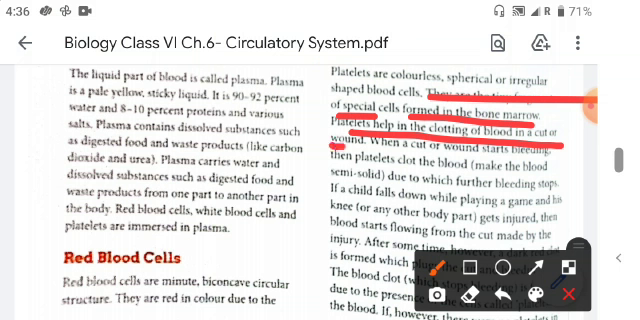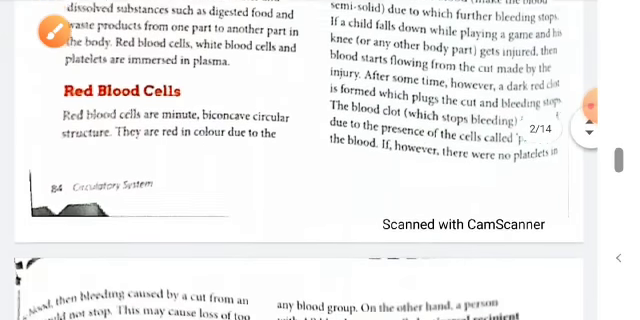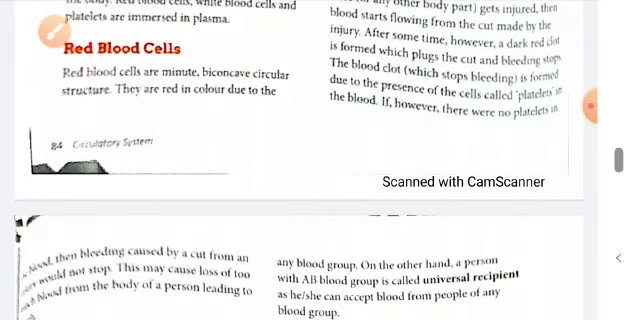Suppose any child is playing and gets injured and there is a cut and blood starts to flow, at that time the platelets act in the clotting of the blood. It is used for clotting of the blood. Okay, so the flowing of blood is prevented due to the platelets.